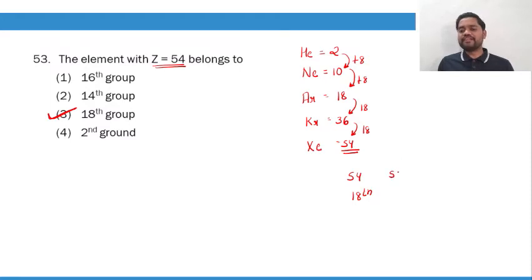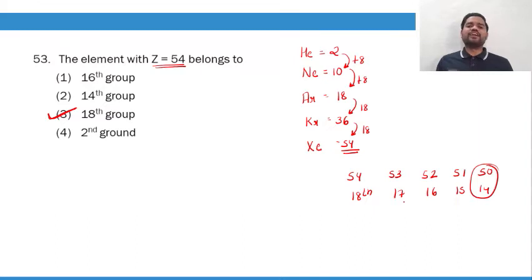So accordingly 53 will be which group? 17. Then 52 will be which group? 16. And then 51 and then 50. So 17, 16, then 15 and then 14. So 14 should be the right answer. I normally go in this way. Or the second option is you can write the entire electronic configuration and then you can get the answer. But yes, this is the more feasible and more logical way to approach.